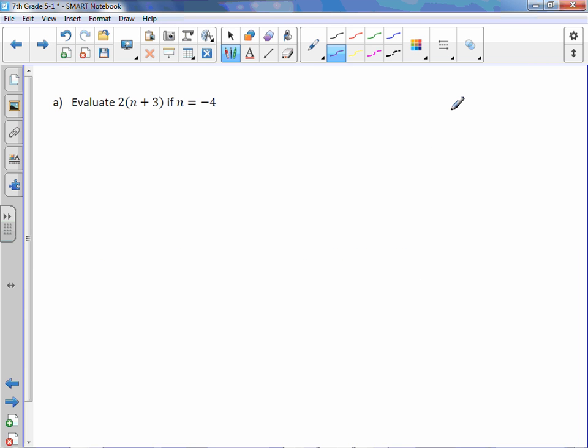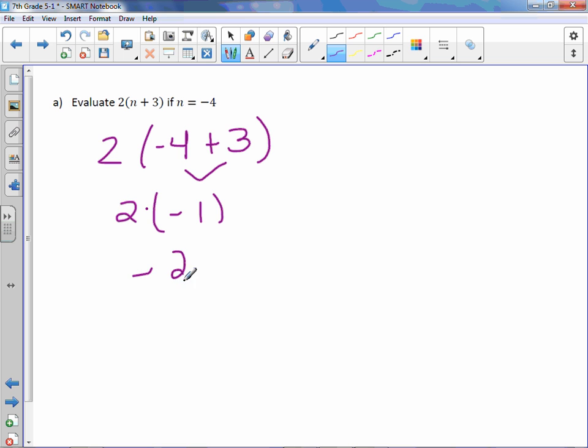Evaluate 2 times the quantity n plus 3 if n equals -4. So all we're doing here is plugging in -4 for n. Order of operations tells us to do the parentheses first. -4 plus 3 is -1. And we have 2 times -1, which is -2.